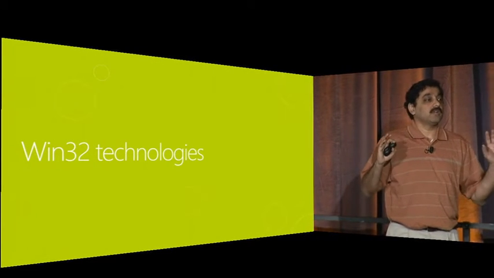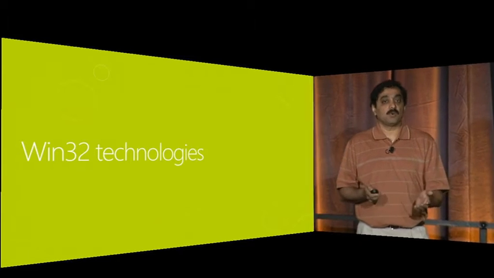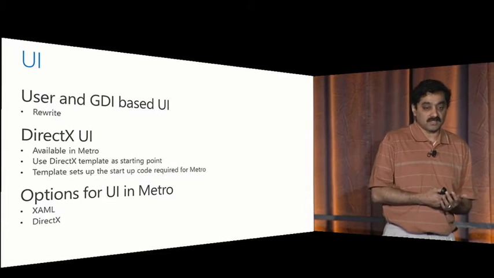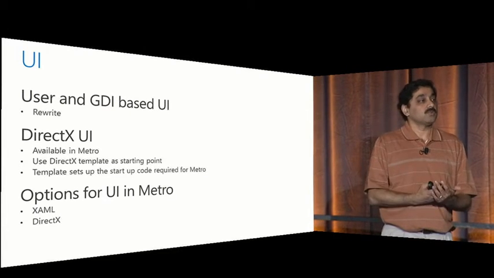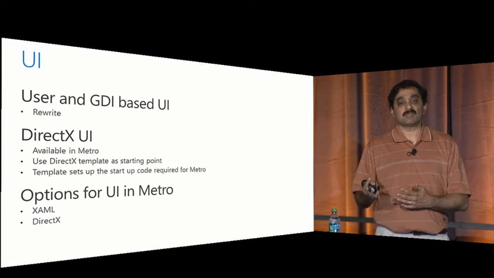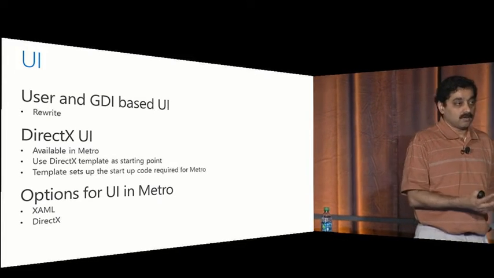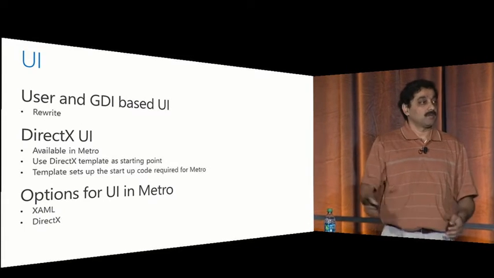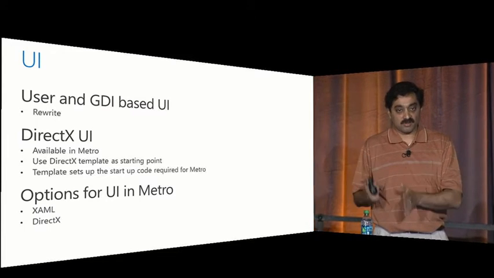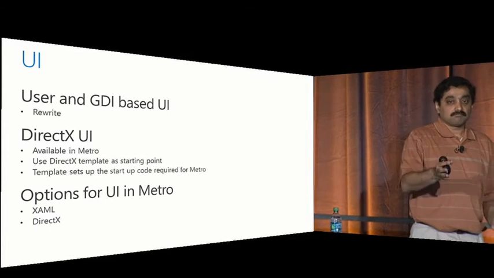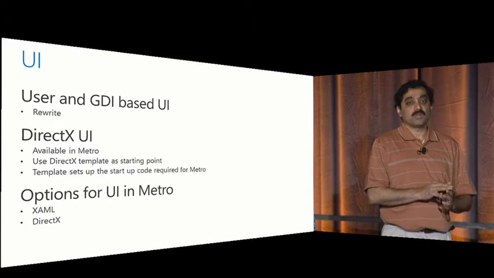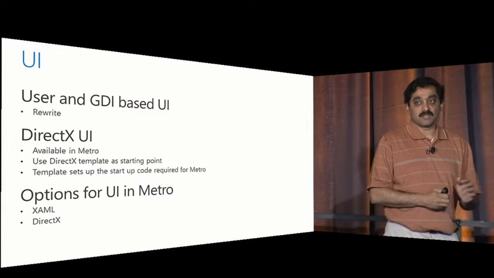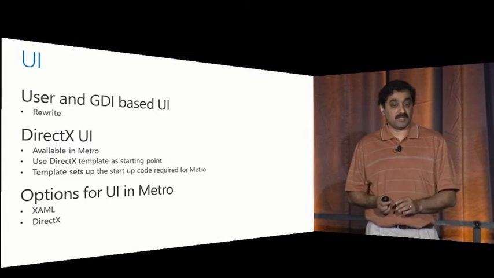So now let's go into the technologies that are there for you and see what the big places are where you need to worry and where it is easy. UI. User and GDI. I'm sure a lot of us have apps that use User and GDI, HWND, and it is not available under Metro. In the previous talk, Tim talked about XAML. It's a modern UI. You can use that, but you have to rewrite your UI. There's no way you can move existing UI to Metro. So that's a given. DirectX is available in Metro.